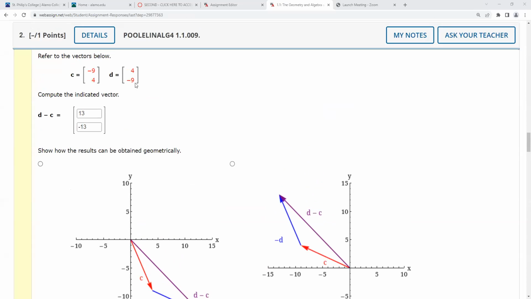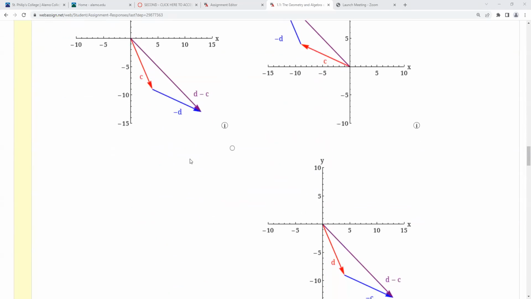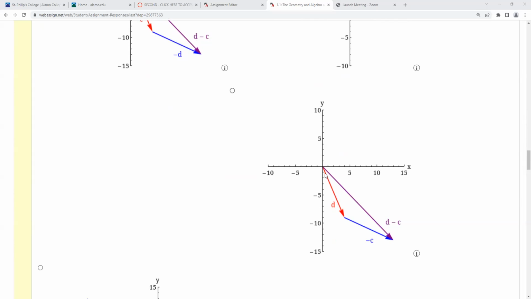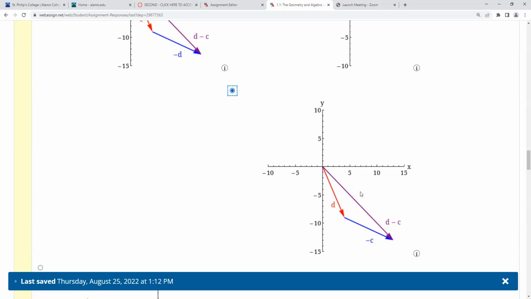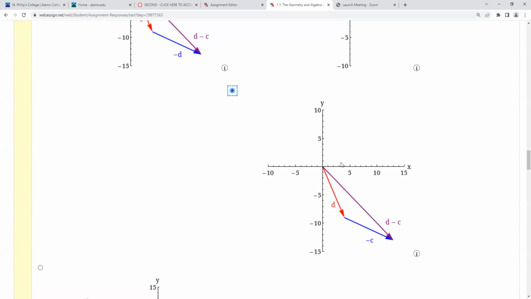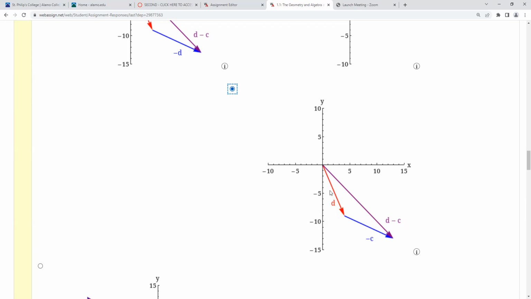Let's check the D. 4, -9. Four, and here is -9. You see what happened to the D? So we're going to choose this one. You just analyze. Okay. Check the vector D. So you see the D is exactly the right one. And the D minus C, which is the right one. So we're going to choose this one.